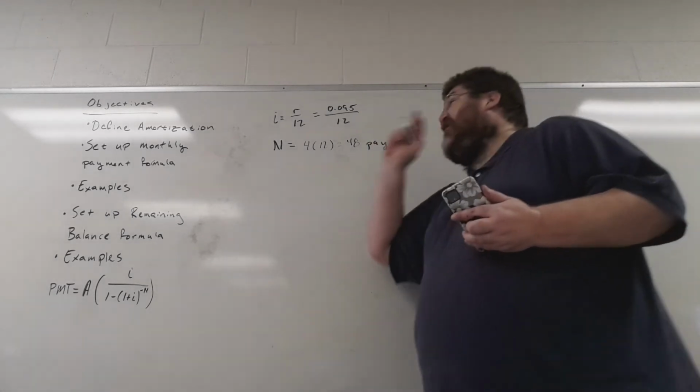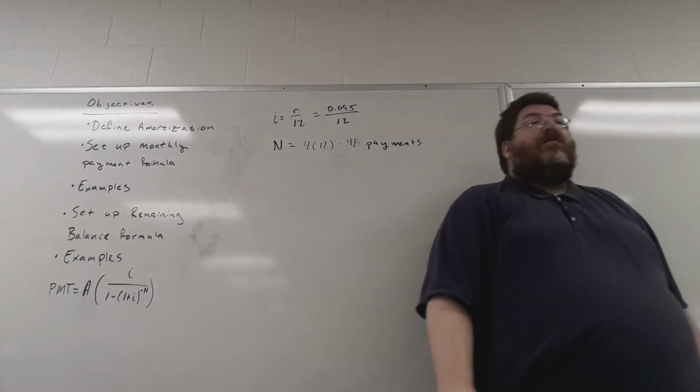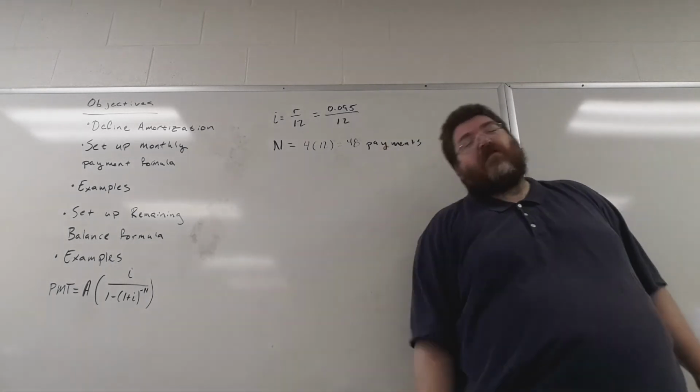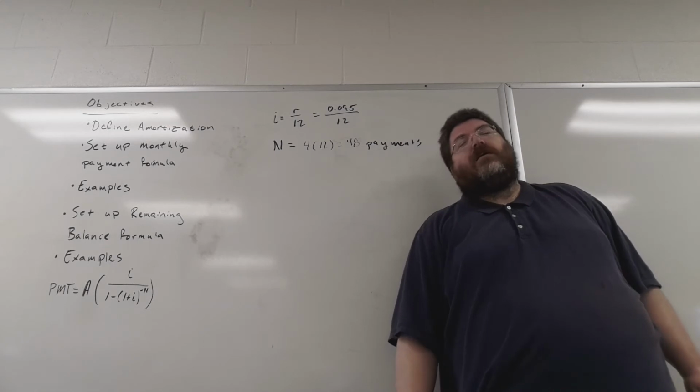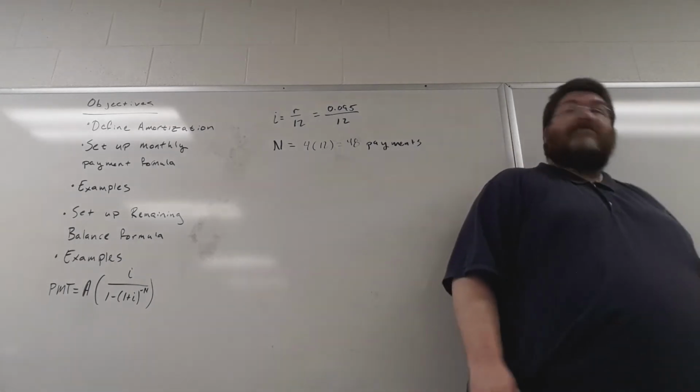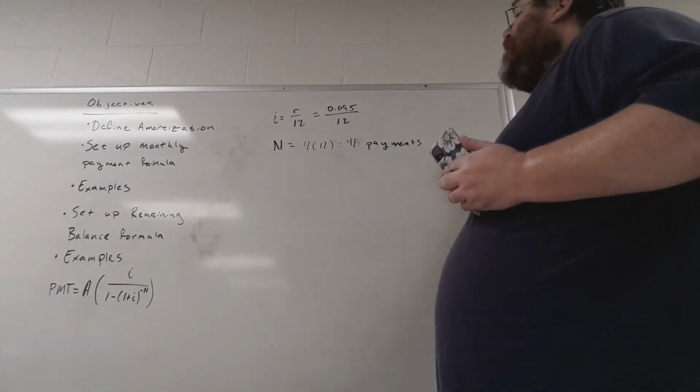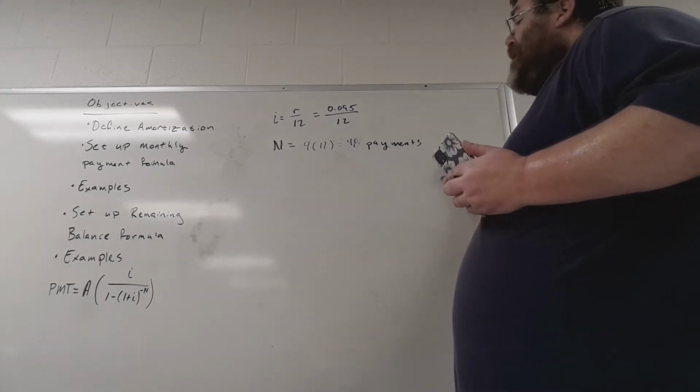And again, you could leave this as 4 times 12, but for organizational purposes, it's probably easier to do the multiplication here and have the 48 so you have fewer parentheses to worry about. Okay.